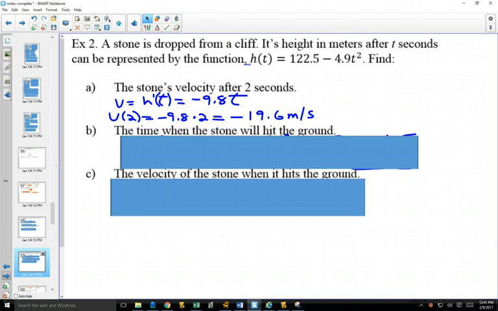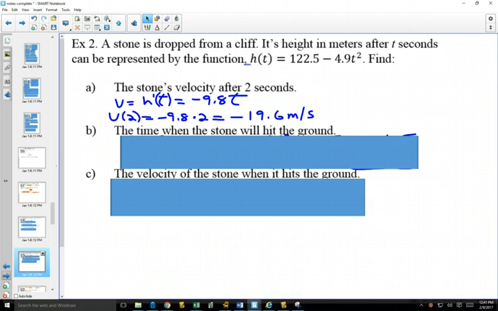And then we plug in 2, and we find out that after 2 seconds, that stone is traveling negative 19.6 meters per second. Do you see the negative 9.8? Does that remind you of anything? Reminds you of gravity, right? And we're going to find out in a slide or two that the derivative of velocity is acceleration. So if you took the derivative of this one more time, you get negative 9.8.